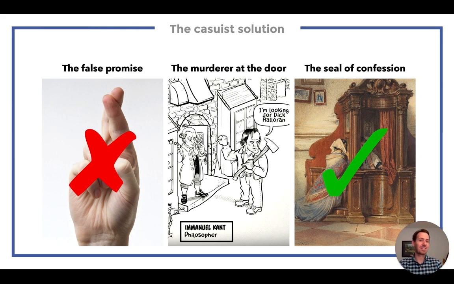So there's an argument that doesn't appeal to theories, but rather it appeals to cases and uses our intuitions about those cases to get at the conclusion that we think is the best.